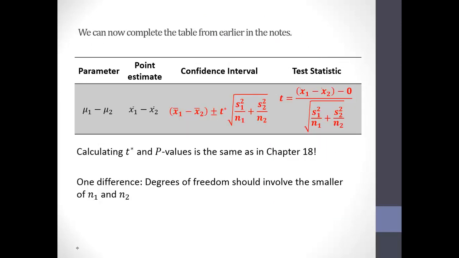So putting this together in one bite for you, this is at the bottom of page 3 now. We're looking at estimating the difference between two population means, mu1 minus mu2. We know how to estimate that and then do a confidence interval and a test statistic.